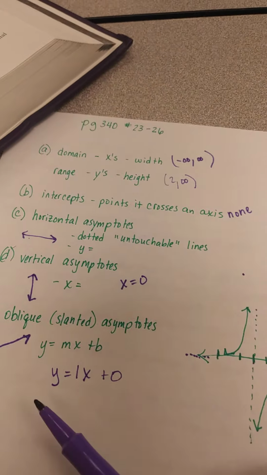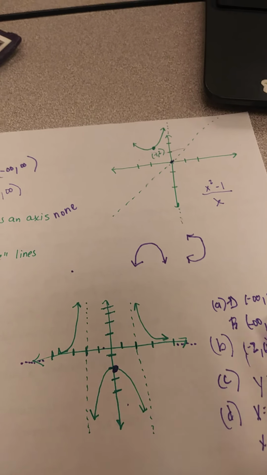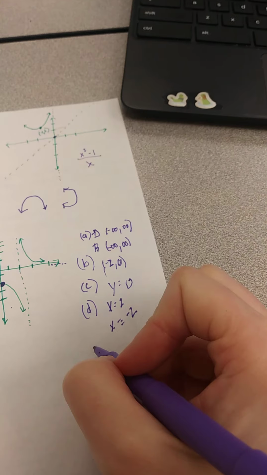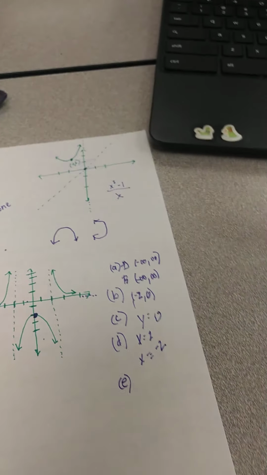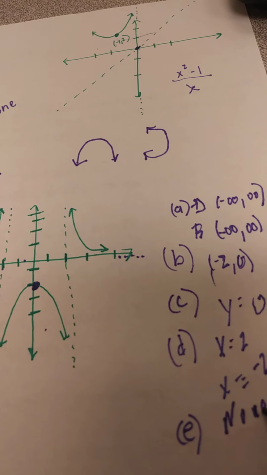Does it have any oblique asymptotes? Remember, those are the slanted ones. I see no slanted dotted lines, so there aren't any, which is fine. A lot of these pictures have none. So that's all there is to this section, and you have 4 of them to do.